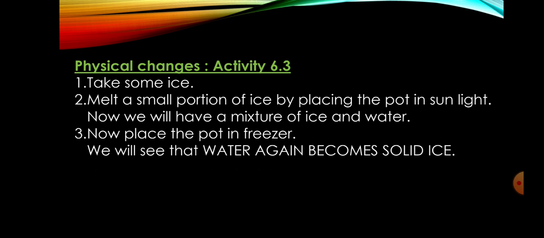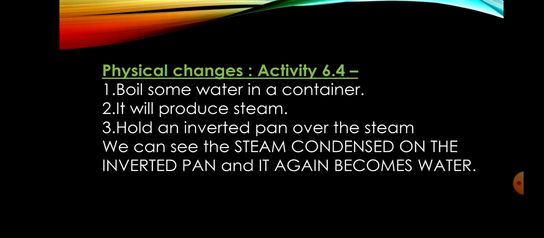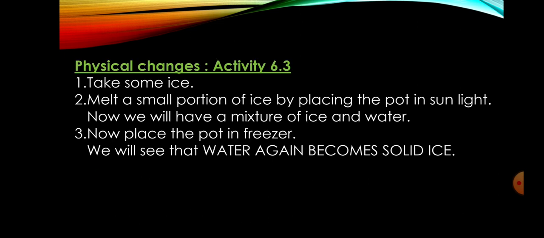Activity 6.3. I have not taken activity 6.1 and 6.2 because they were rather similar to this activity 6.3. Take some ice, and melt a small portion of ice by placing the pot in the sunlight. Now we will have the mixture of ice and water. Now place the pot in the freezer. We will see that water again becomes solid ice.